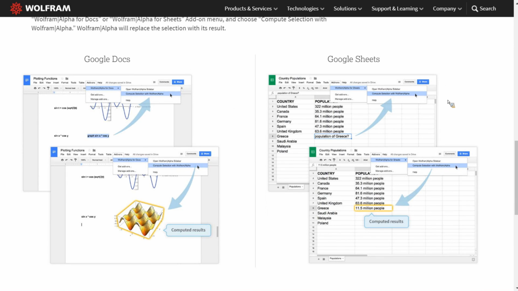You can also just type in what you want to know and highlight it and click on Compute Selection with Wolfram Alpha, and it'll just replace it. So here is an example of population of Greece. I hit Compute Selection and it just replaces it. So I could do something like the speed of light in a vacuum, and then just highlight and replace. It simplifies the workflow for creating lab reports and so on.